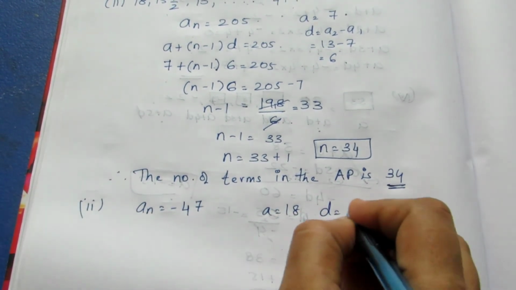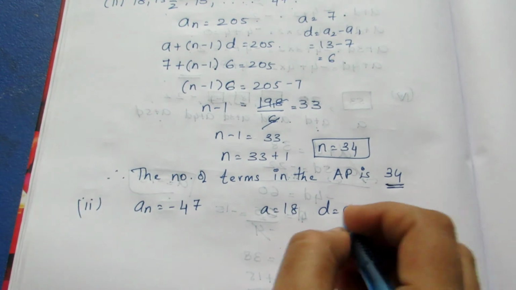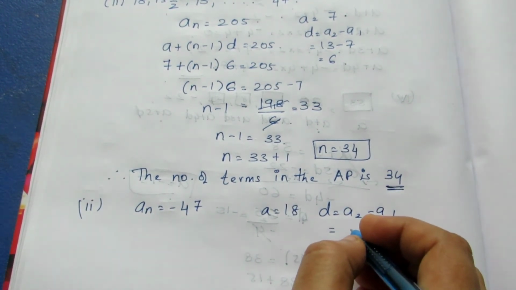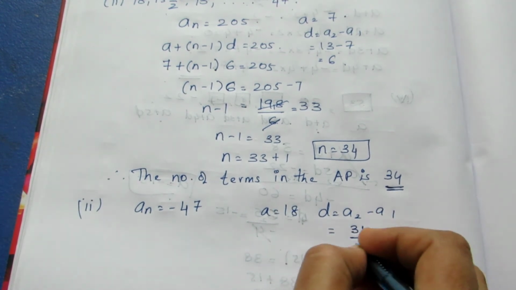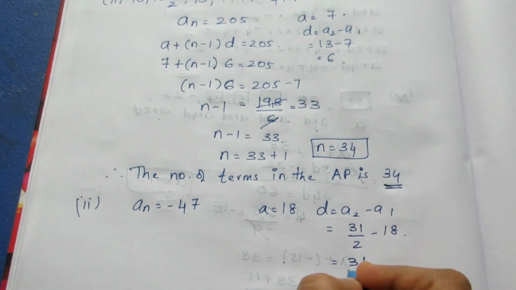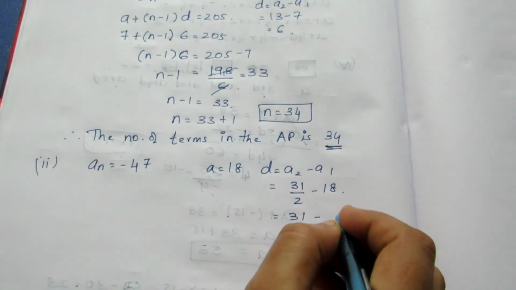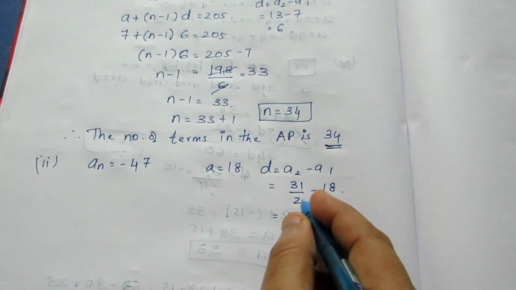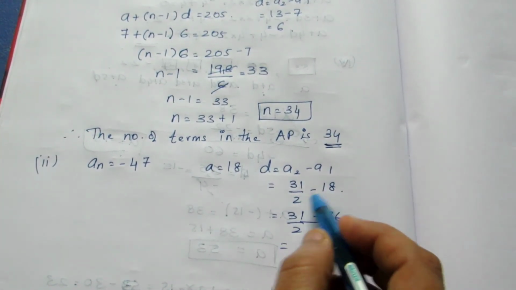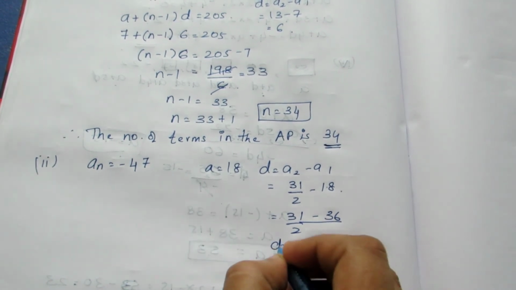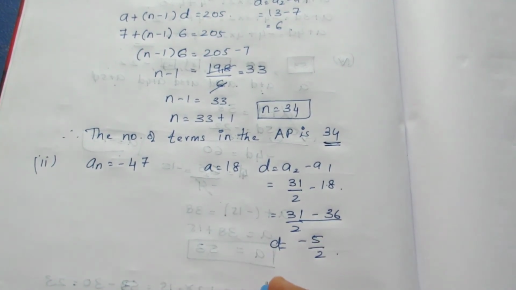My d is equal to a2 minus a1, which is 15 1 by 2. I need to change it to an improper fraction. It becomes 31 by 2 minus 18. Need to take LCM. So 31 by 2 minus 36 by 2. Here just multiply the number for taking LCM. Here it becomes minus 5 by 2. So my d is equal to minus 5 by 2.